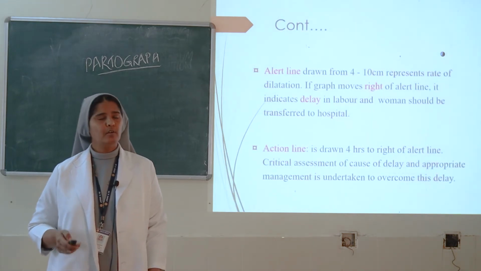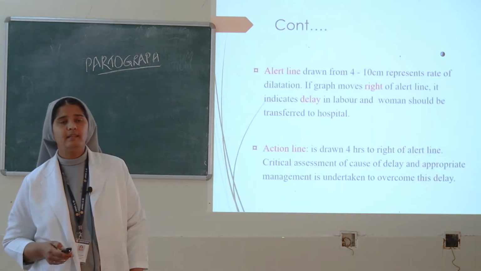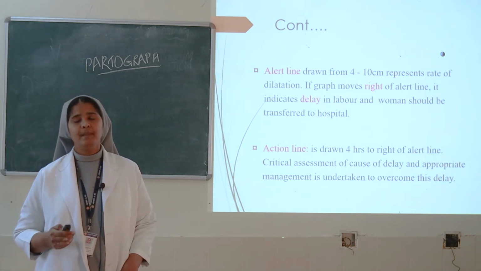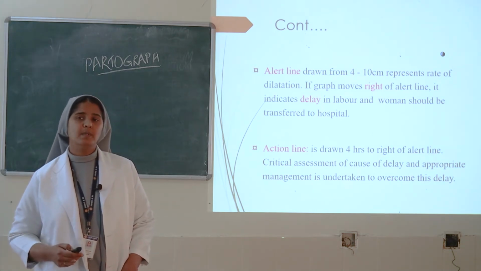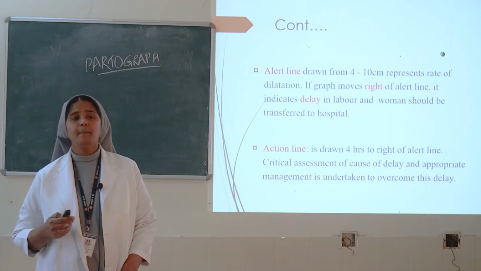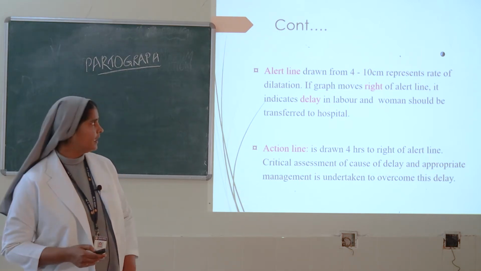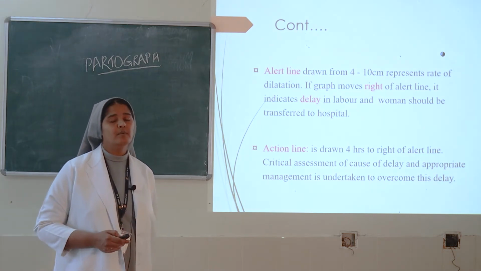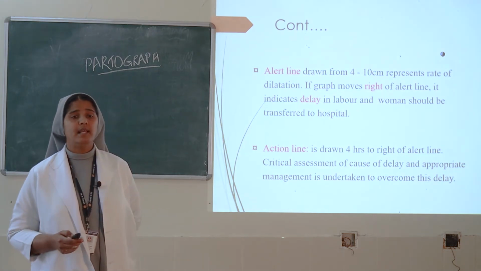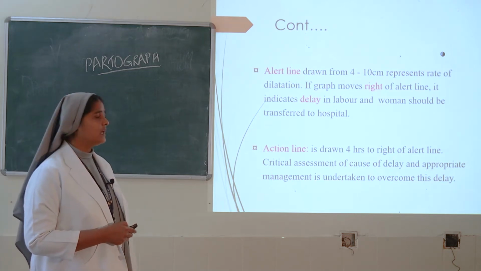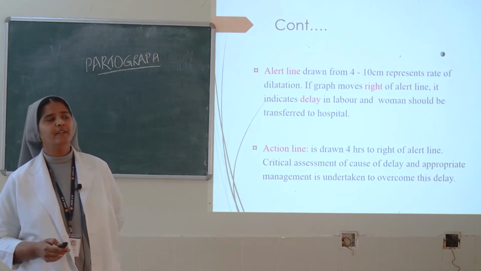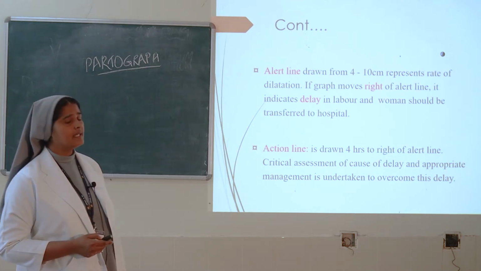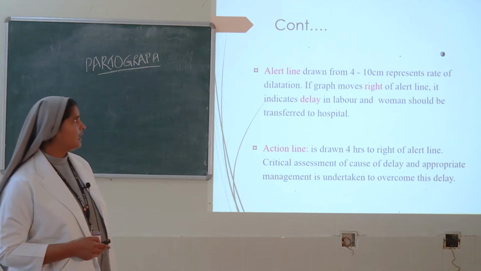And in the partograph there is the alert line and the action line. These two lines help us understand the pattern, or the rate, of cervical dilatation. If you see the partograph, you can see there are two lines, the alert line and the action line. The alert line is drawn from 4 to 10 centimeters and it represents the rate of cervical dilatation.